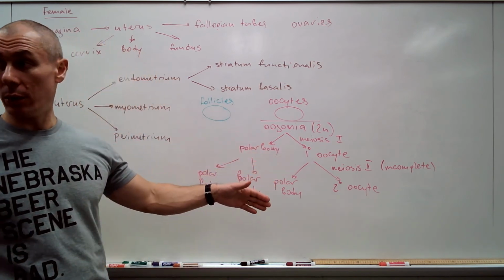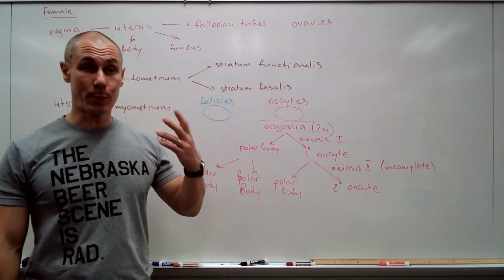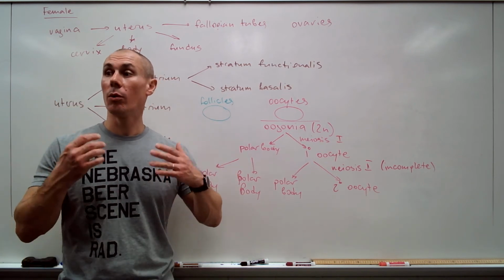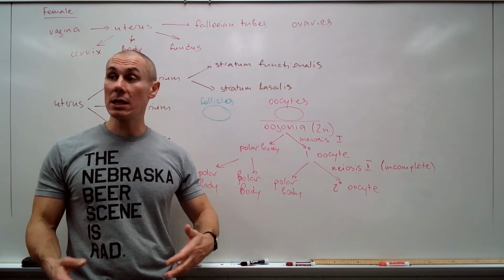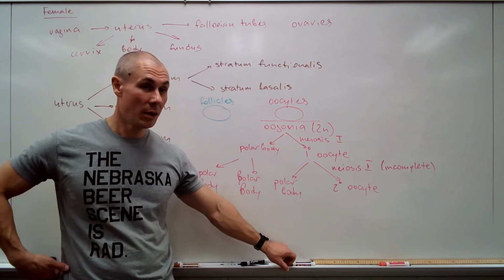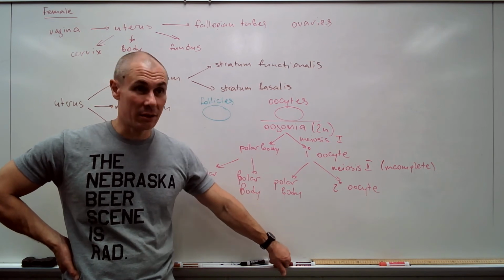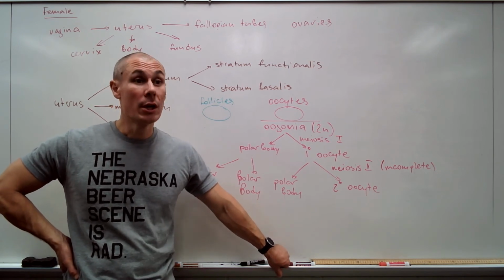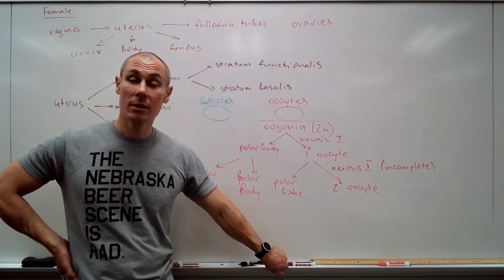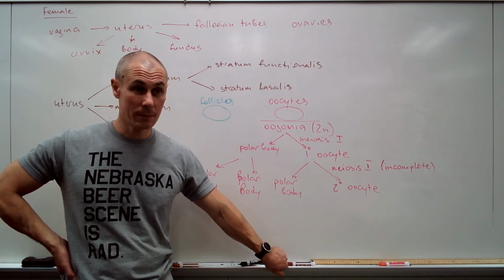When a secondary oocyte encounters a sperm cell and they fuse, that immediately triggers the completion of meiosis 2 and it becomes an egg. So technically speaking, you can't collect unfertilized eggs. You can collect secondary oocytes. Does that make sense? Okay.